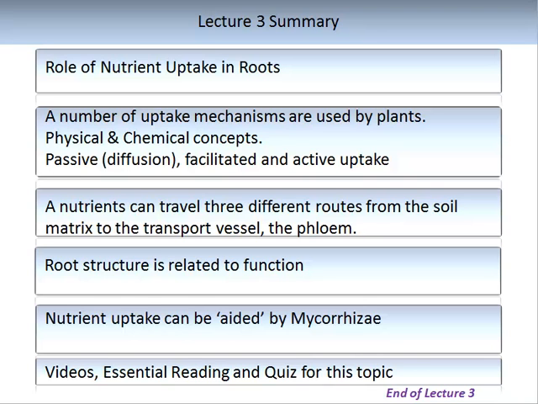That these routes may take on passive, facilitated and active transport. That the root structure is very important in both the uptake mechanism and the transport. Nutrient uptake can be aided by fungi and other organisms called mycorrhizae. And we have been introduced to some further resources to complement this lecture, including videos, essential reading, and there will be a quiz available for this topic. This brings us to the end of lecture 3.